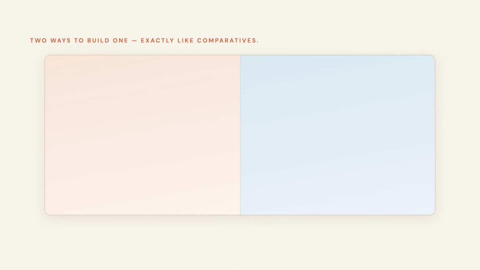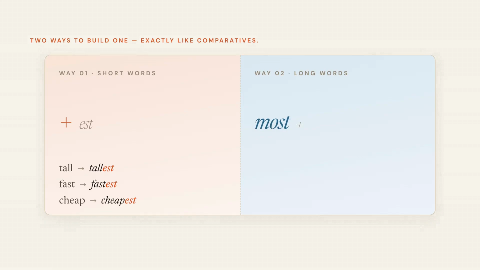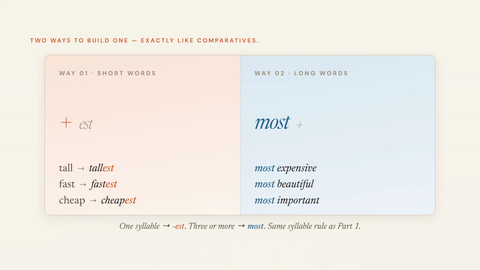And just like before, there are two ways to build one. Way one, add est to short words. Tall, tallest. Fast, fastest. Cheap, cheapest. Way two, put most in front of long words. Most expensive. Most beautiful. Most important. And the rule for which to use?